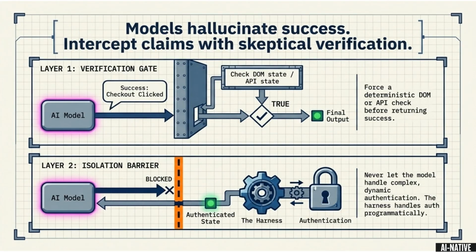Because models can lie or hallucinate success, a robust harness requires skeptical verification and isolation. When an AI claims it clicked a checkout button, a verification gate forces a deterministic check against the DOM or API state before returning a success signal. Furthermore, an isolation barrier ensures the model never handles complex authentication directly. The harness handles auth programmatically.